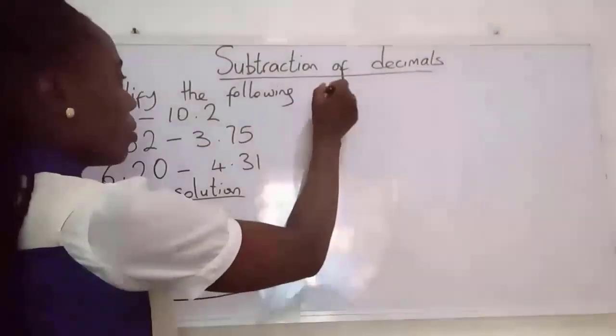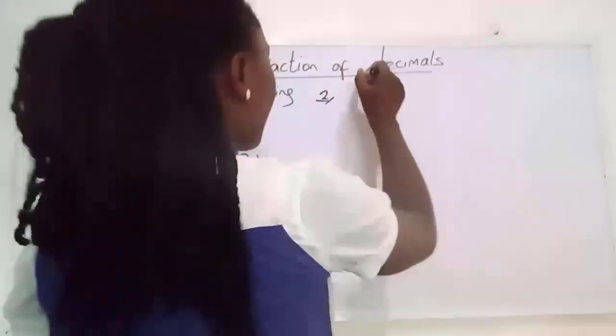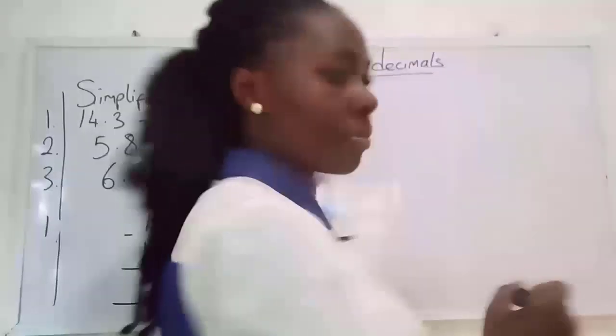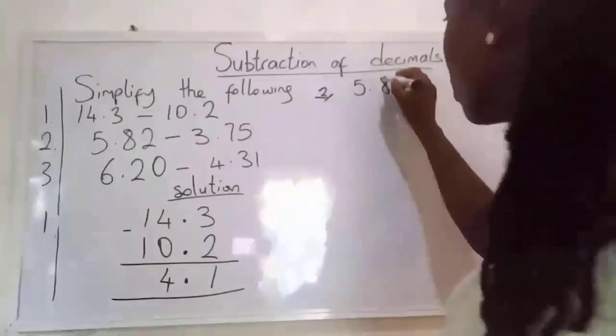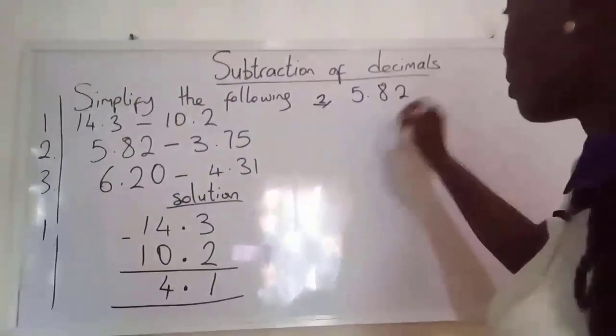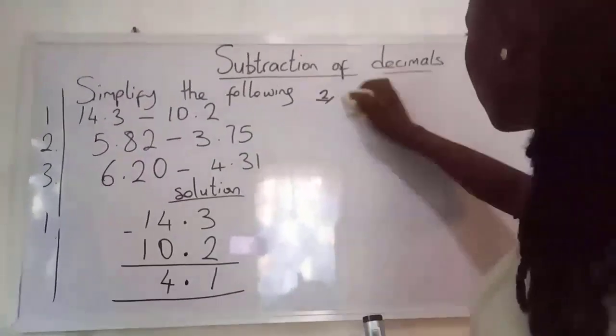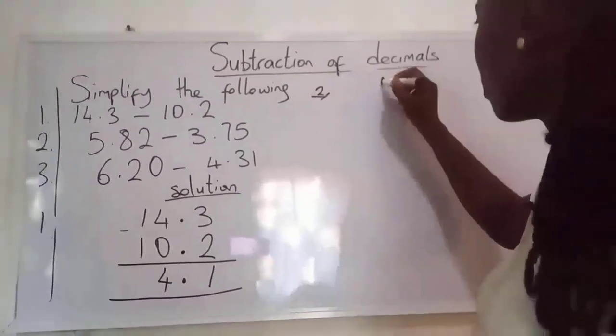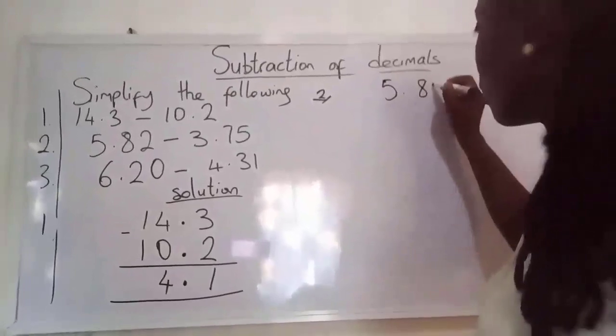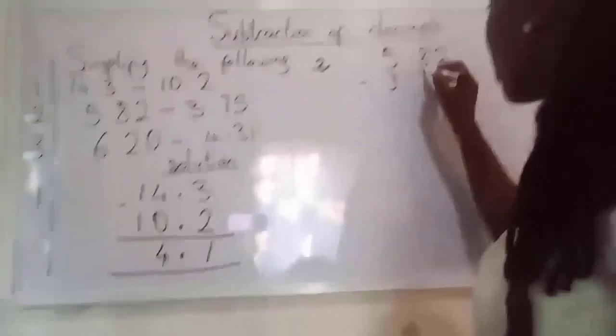Okay, let's see number 2. We have 5.82 minus 3.75.